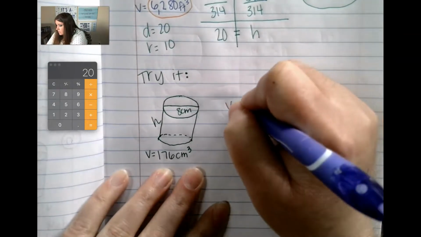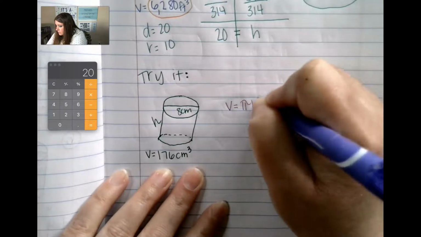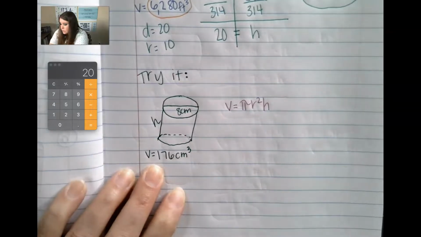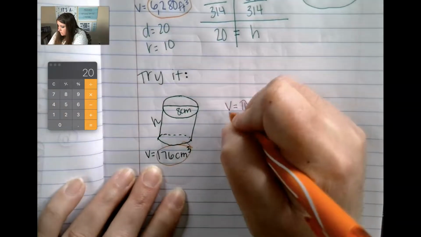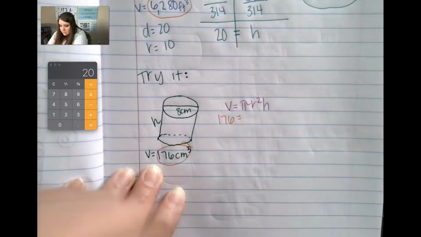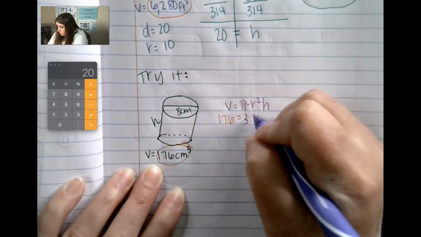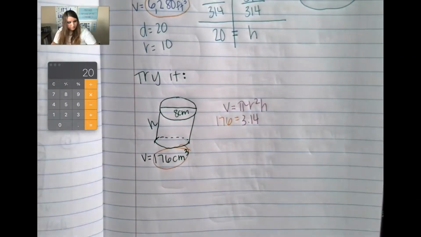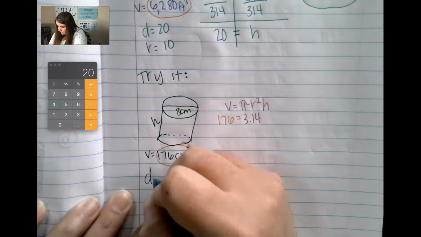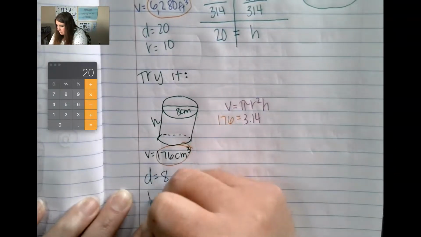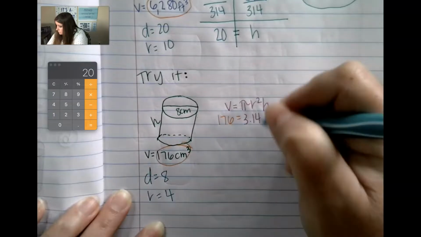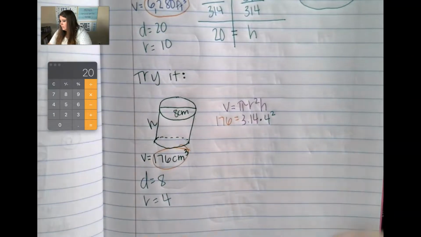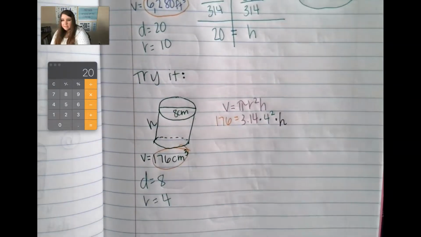So volume equals pi r squared times the height. We know that the volume is 176. So where the volume is, I'm going to write 176. I know pi is 3.14. Thank goodness that never changes on us. Diameter is 8. So our radius is 4. So I multiply this by 4 squared. And we do not know the height.